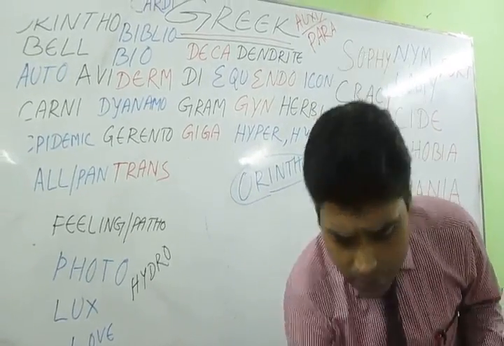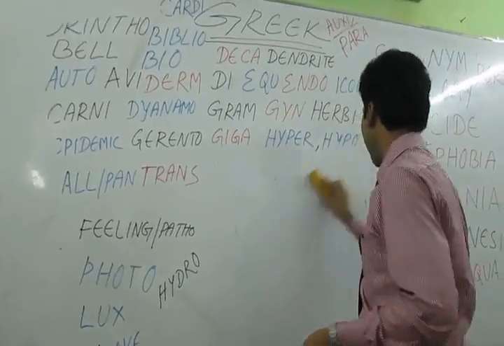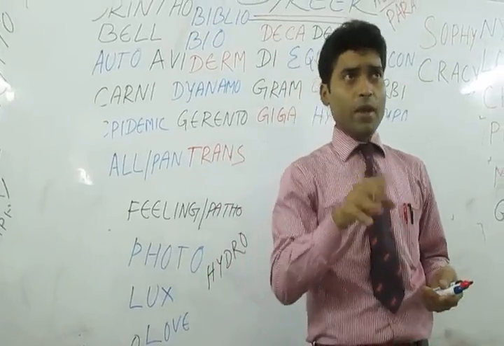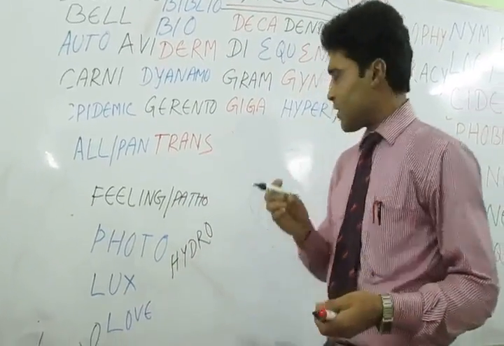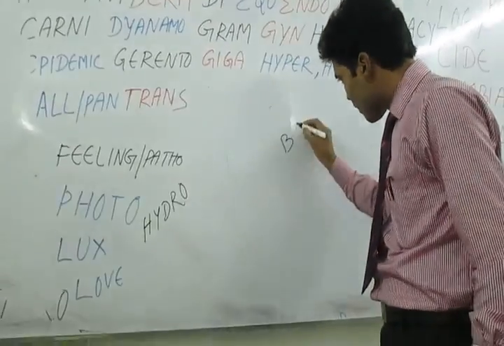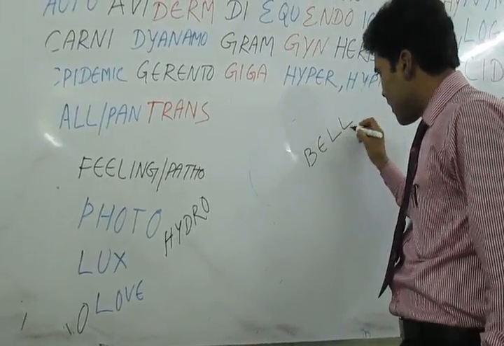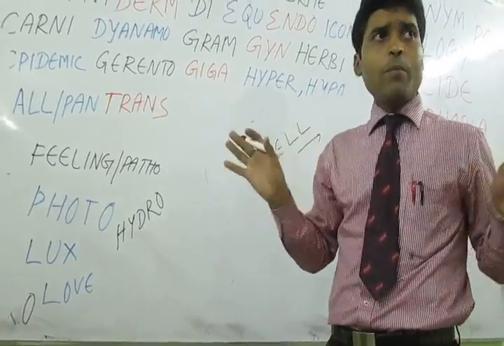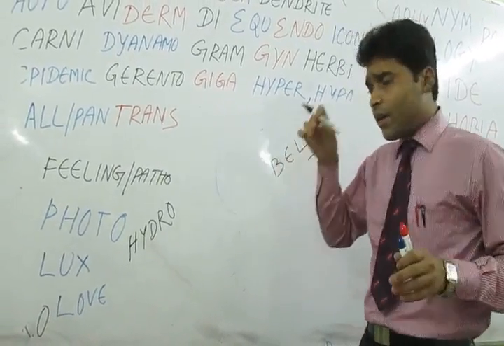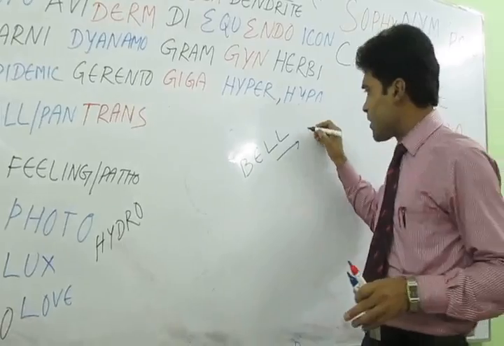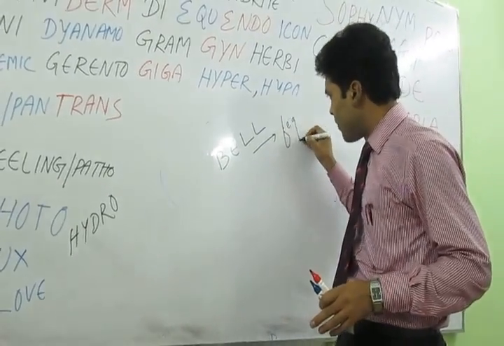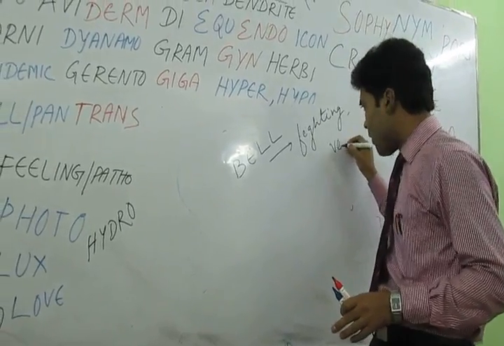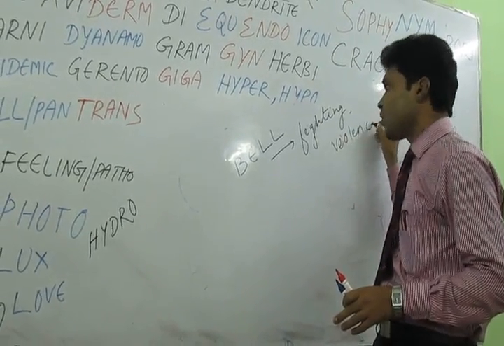And if I say bell, another word is bell, B-E-L-L. Just see this, B-E-L-L. It is not the bell of a temple. Actually, in Greek literature, bell means fighting. Bell means aggressive. Bell means violence. So violence and aggression is known as bell.